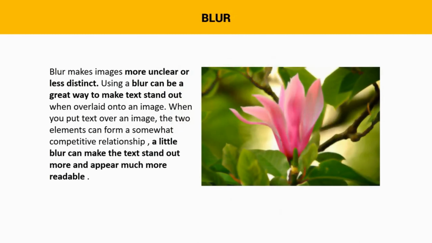Blur. Blur makes images more unclear or less distinct. Using a blur can be a great way to make text stand out when overlaid onto an image. When you put text over an image, the two elements can form a somewhat competitive relationship. A little blur can make the text stand out more and appear much more readable.